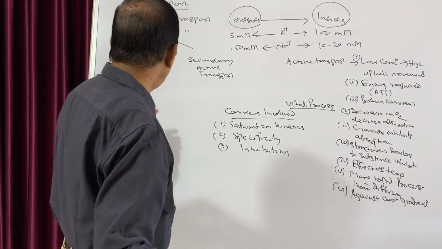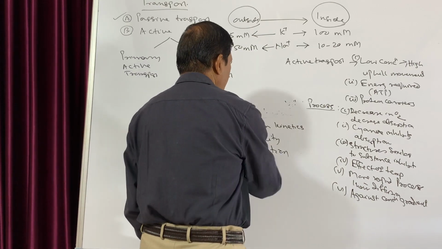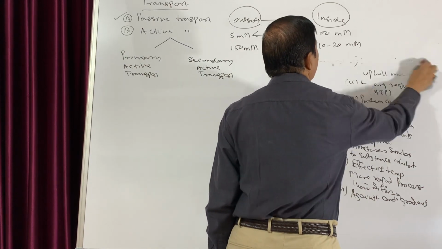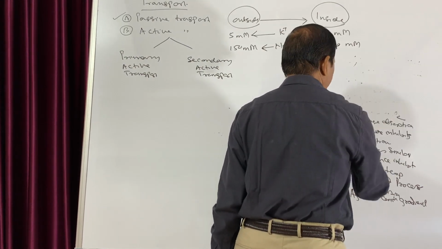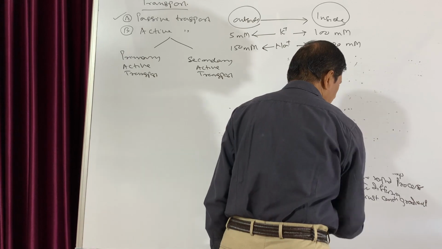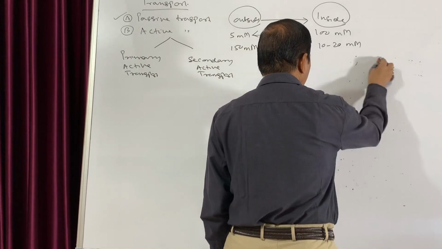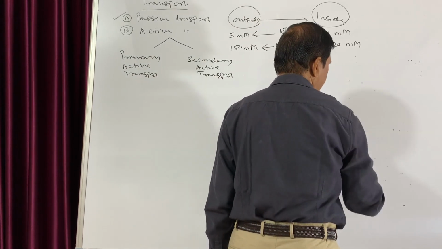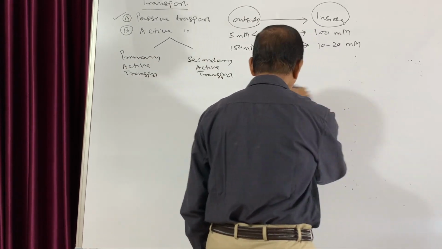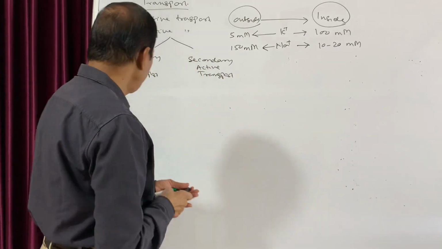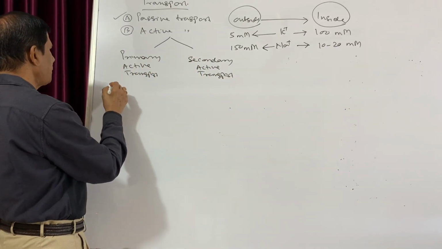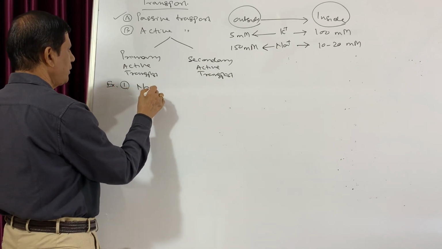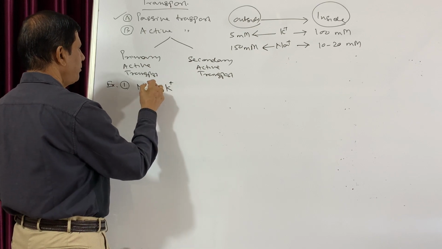Now let us discuss the primary active transport, then we will discuss the second one, the secondary active transport. For the primary active transport, there are several examples, but the most important is the sodium potassium pump. That is the most important one. So when I give different examples of primary active transport, the first example is the sodium potassium pump.